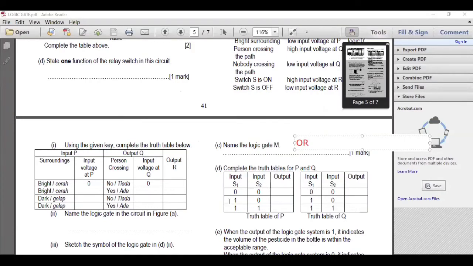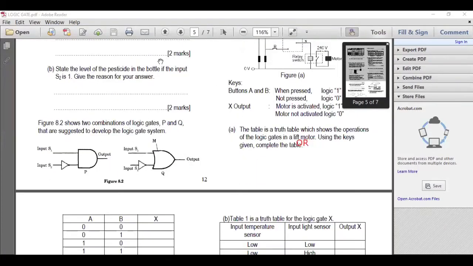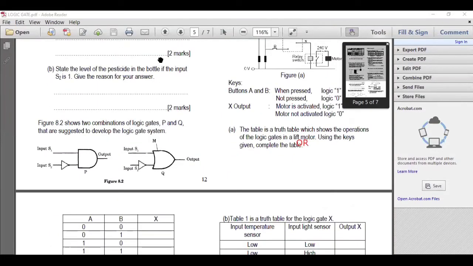Next, complete the truth table for P and Q. They already give you the numbers 0, 1, 1, 1 and 0, 0, 1, 1, same here. So you just write these values on the diagram. So 0, 1, 1, 0, 0, 1. Same goes here: 0, 1, 1, 0, 0, 1.